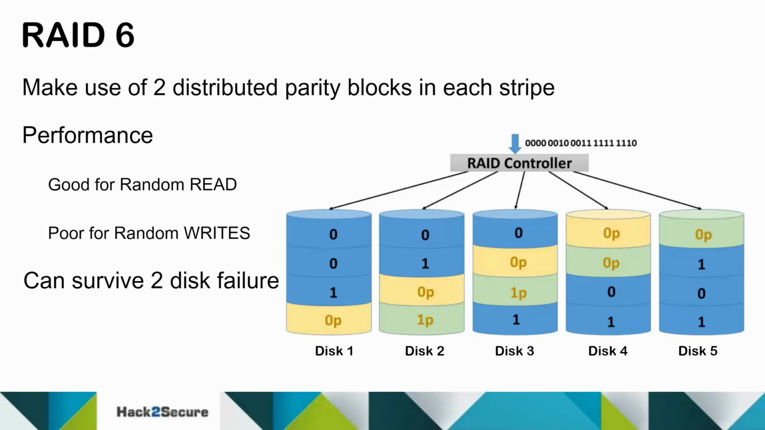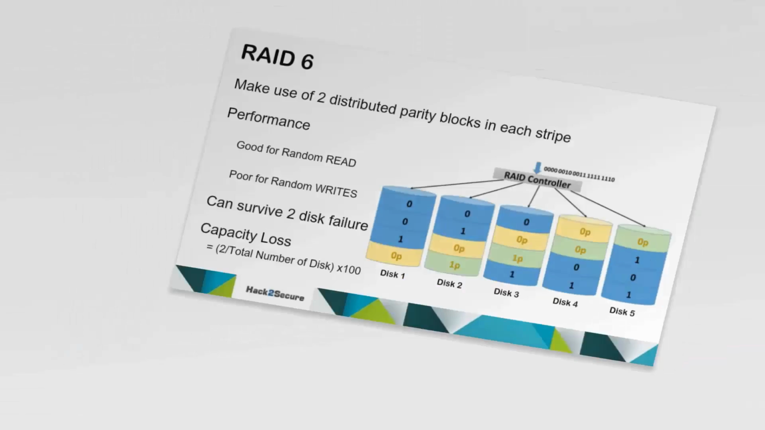However, due to the presence of two parity blocks, the rebuild operation takes longer than RAID 5. Adding to the woes, capacity overhead is more than that of RAID 5 due to the presence of two parity blocks in each strip. So, technically, each RAID set requires 2 disks to store parity. Mathematically, for a RAID set of 5 disks, capacity overhead is almost 40%.